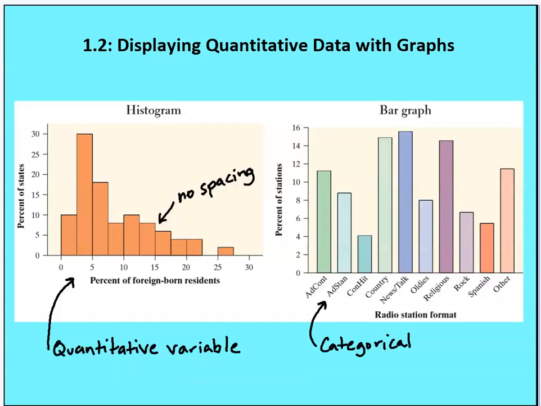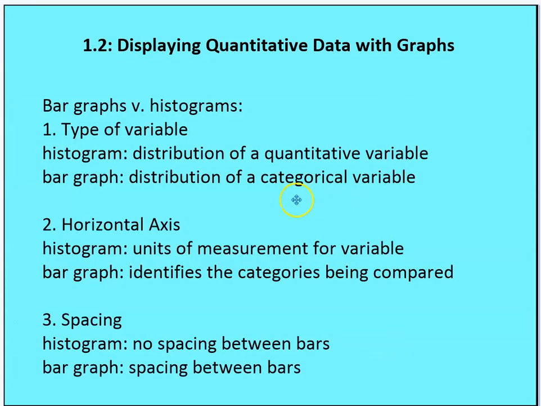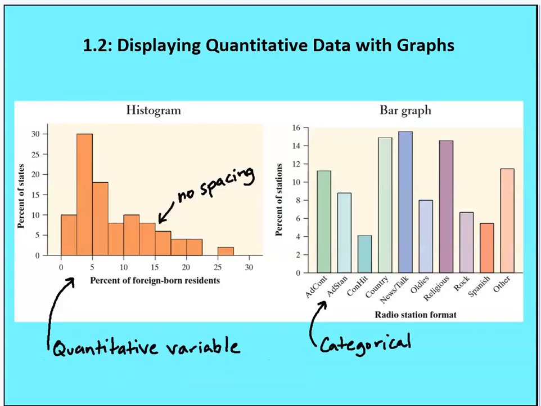So let's take a look real quickly. I have a histogram on the left and a bar graph on the right. You can see there's no spacing here, spacing for bar graphs. A quantitative variable here for histogram. I have the categorical variable here for a bar graph. So again, quantitative versus categorical, units of measurement versus the category, and then spacing versus not, histogram versus bar graph.